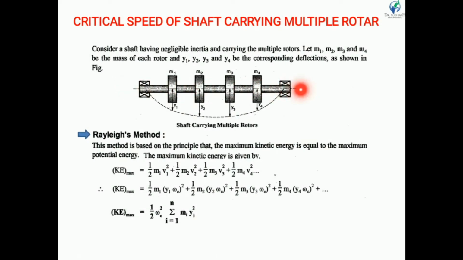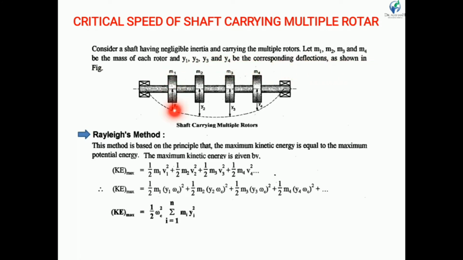The shaft, having negligible inertia, carries multiple rotors having masses m1, m2, m3 and m4 and so on. Let m1, m2, m3 and m4 be the mass of each rotor and y1, y2, y3 and y4 be the corresponding deflections as shown in the figure.